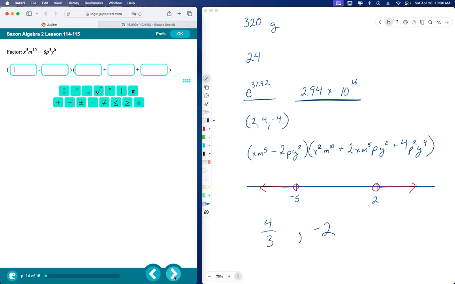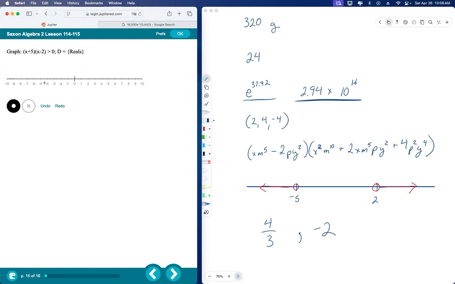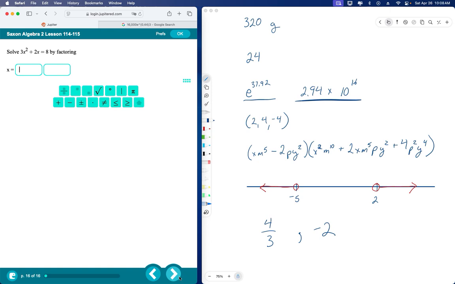This is the way it is. The next problem, number 15 on my page, the graphing one. You're going to circle the -5 and go to the left, circle the +2 and go to the right. Last problem, we're solving for x by factoring: 4/3 and -2. It doesn't matter which blank you put it in, it's going to take it in any order you give it. That's all for lesson 115.